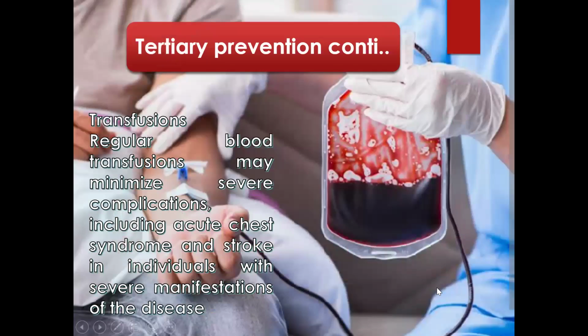Then blood transfusions. Regular blood transfusions may also minimize severe complications, including acute chest syndrome. We will discuss acute chest syndrome and stroke more when we are talking in detail about this sickle cell disease, how it happens, what happens in the body. But with the brief we've been able to look at, I believe you are understanding what would warrant the giving of blood.